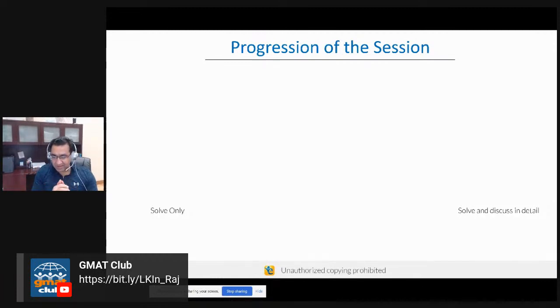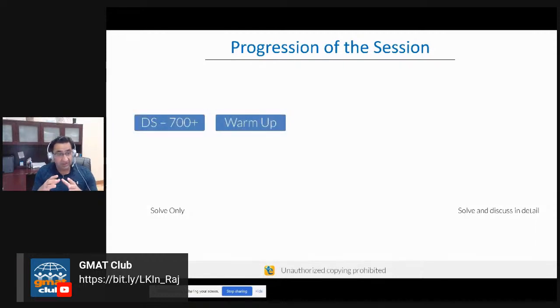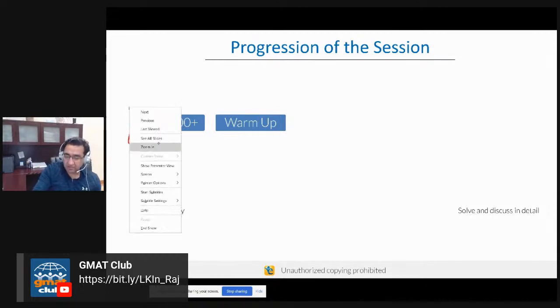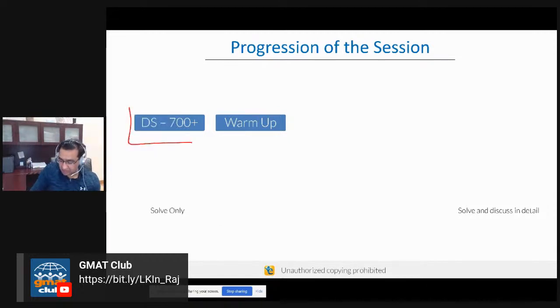So with that, let me just walk you through the progress of this session. We're going to solve some data sufficiency questions, 700 level questions. These questions that we're going to solve are our holy grail. This is what we want to build our ability toward. I'm going to give you these questions so you know what it is that we are aiming for.